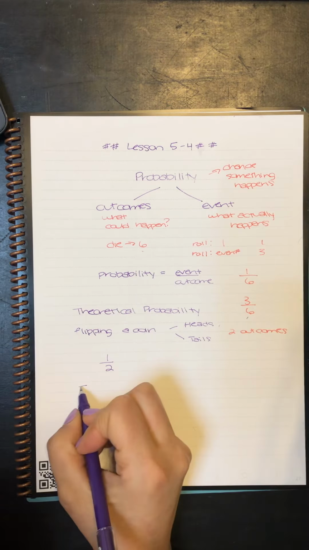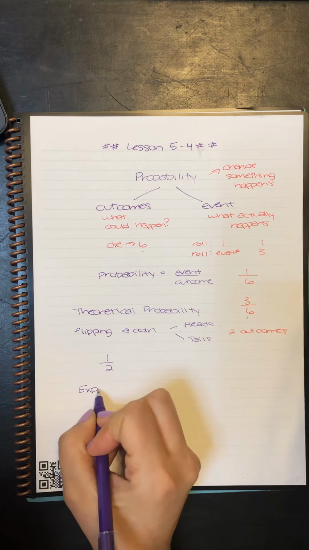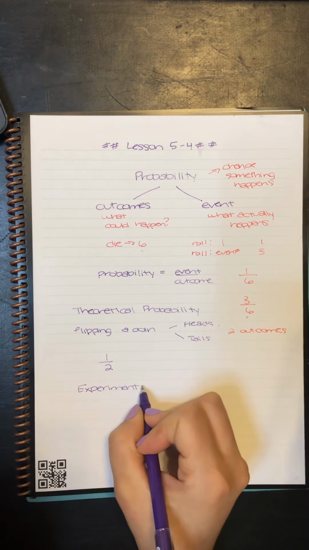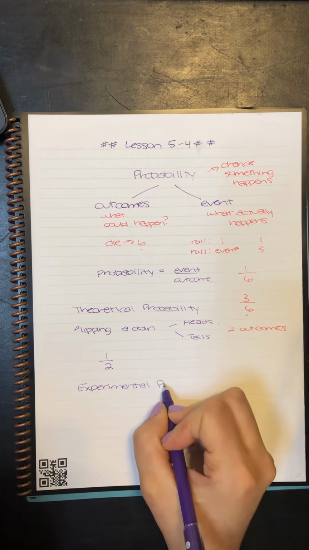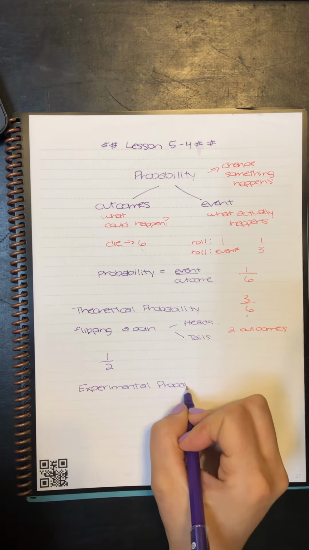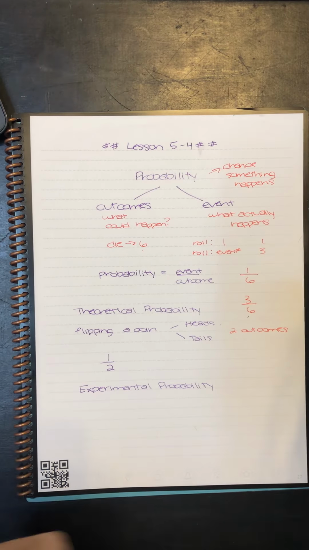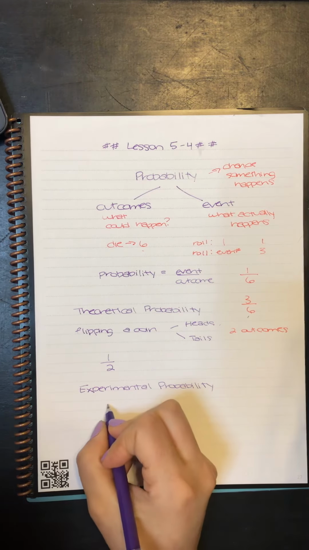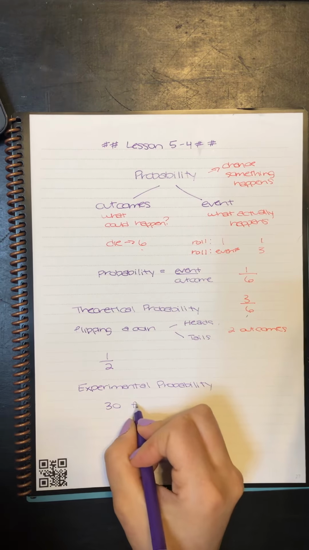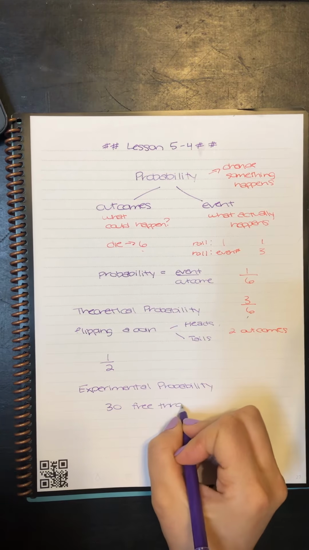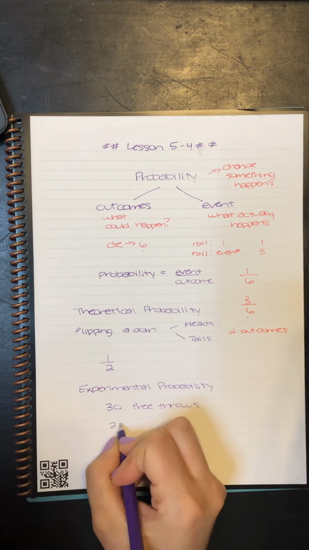Experimental probability, on the other hand, is based on its name, based on an experiment, or based on something that I've counted. So in our example here, Sam took 30 free throws and he made 20 of them. So 20 actually went in.